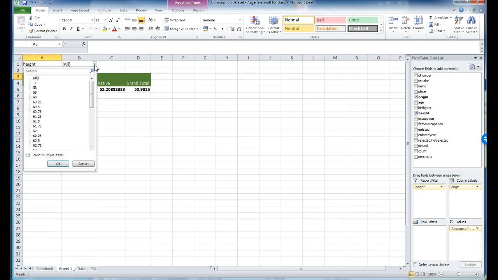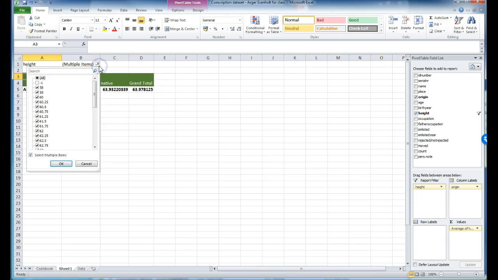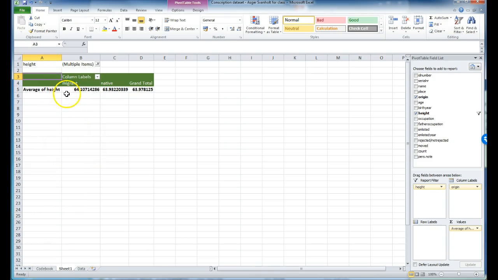And what we do now is just say, okay, we want to have everyone but -1, and see what happens. Oh, this is more like it. So see that height here is only showing the actual cases that have values, and now we have the average height of migrants and natives.